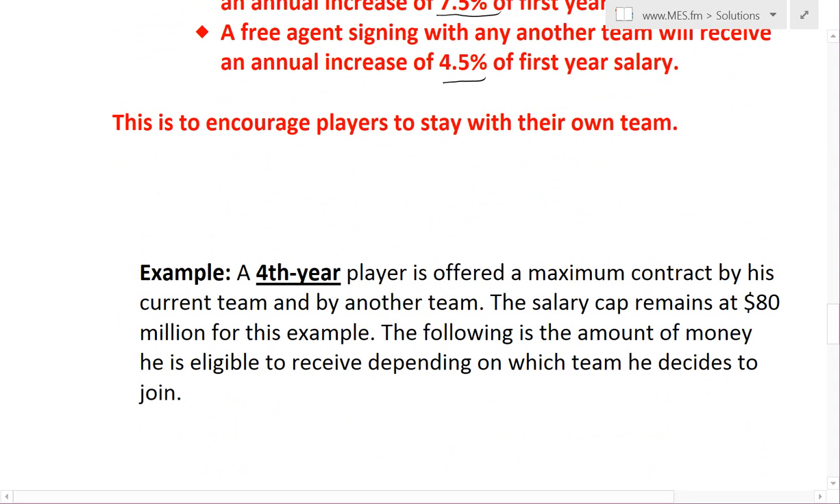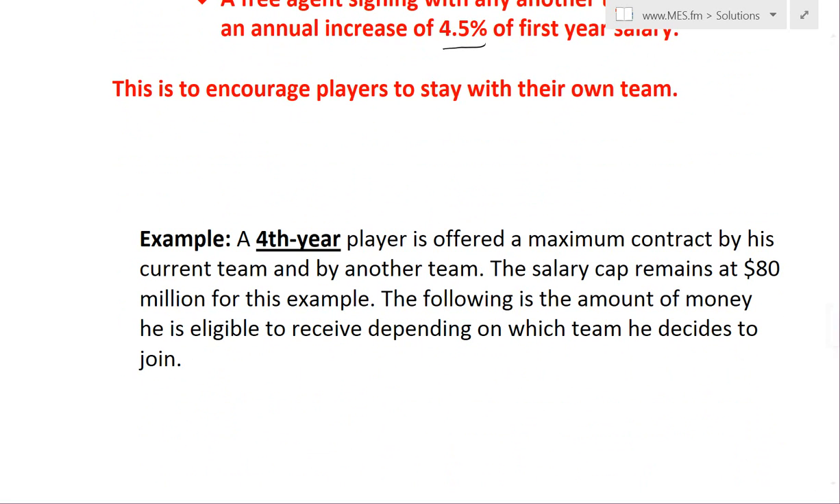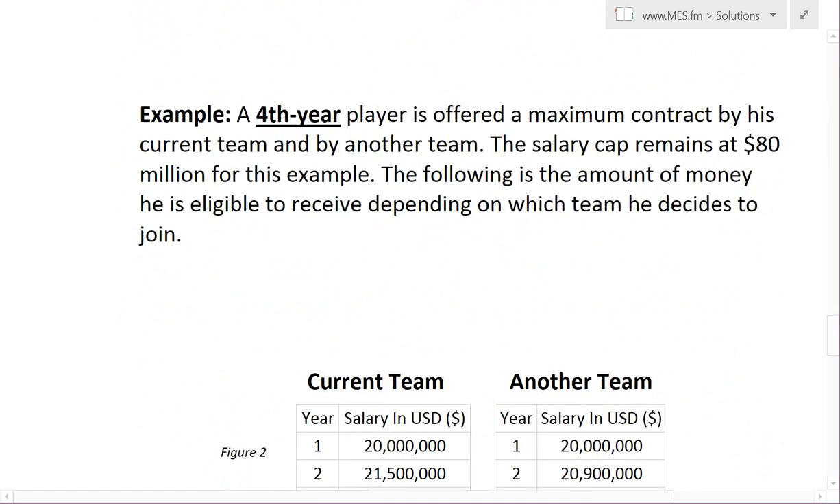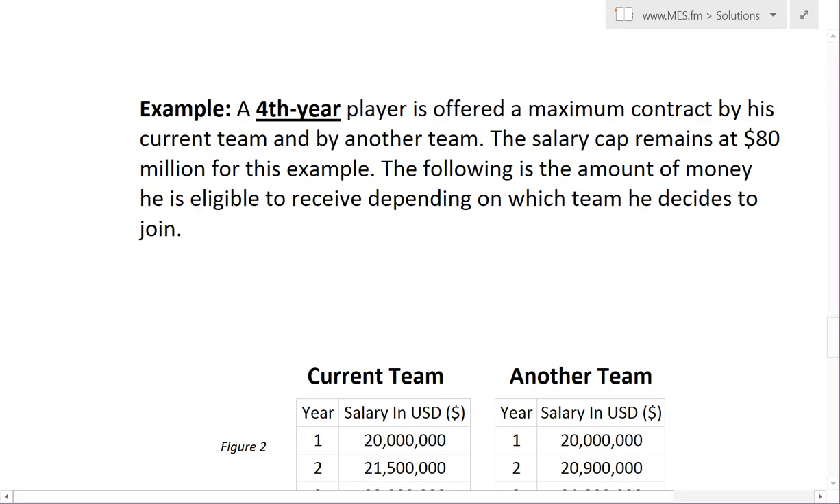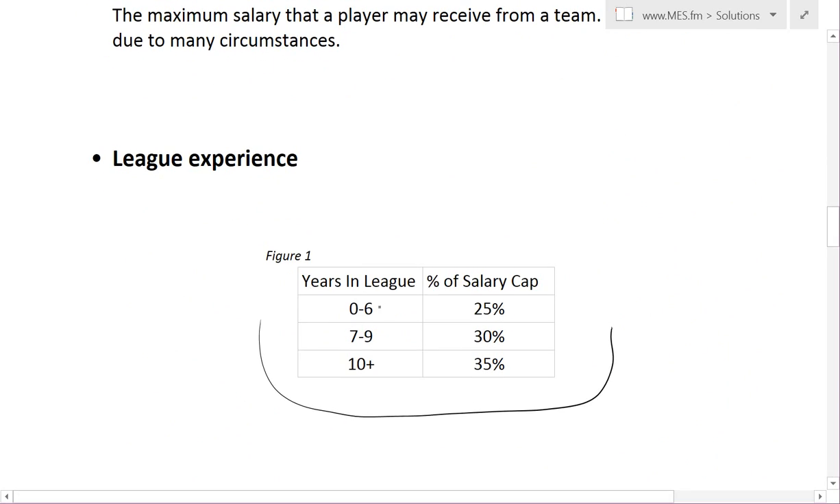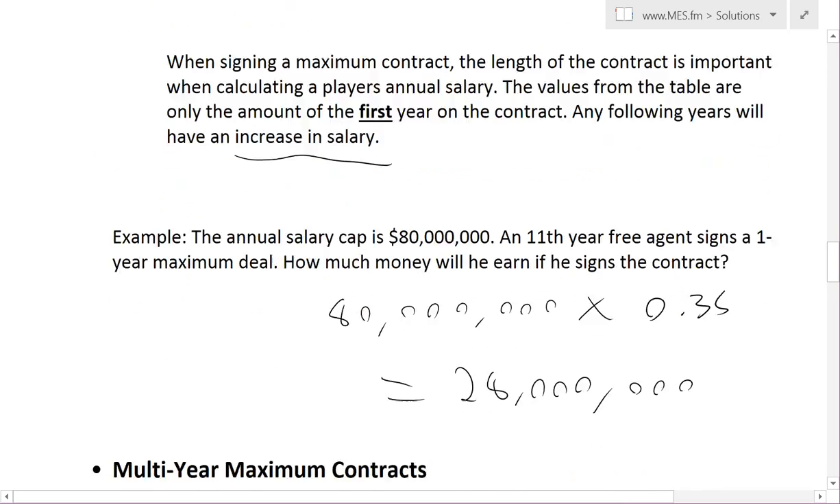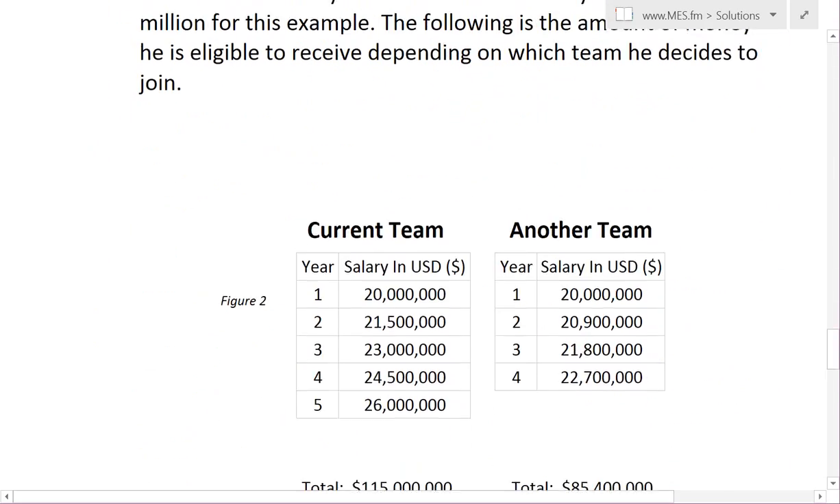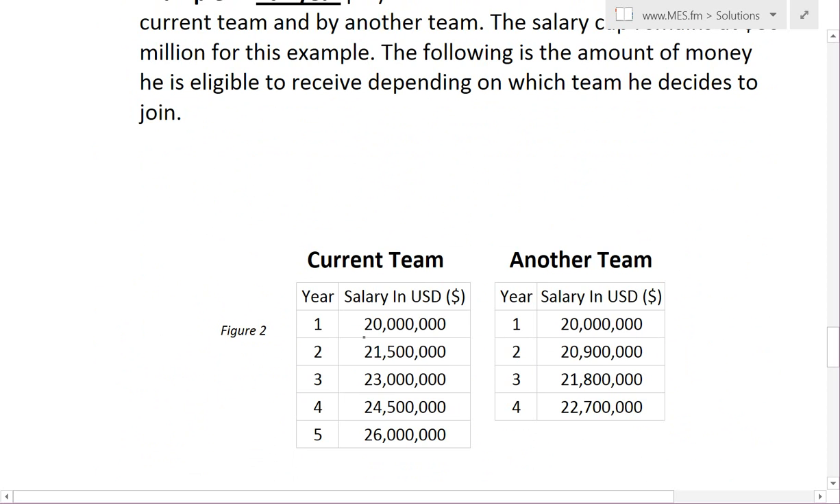So now we have a fourth-year player. He's offered a maximum contract by his current team and by another team. So if the salary cap is still $80 million, what we need to do is see how much money he's eligible to receive. So first we're going to notice that it's the fourth year. So if we go back up top, we notice that it's in the first bracket. So it's 25% of the salary cap. So if it's 25% of 80 million, you're going to notice that in both cases here, it's 20 million.